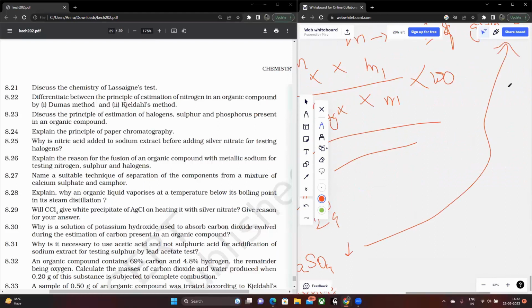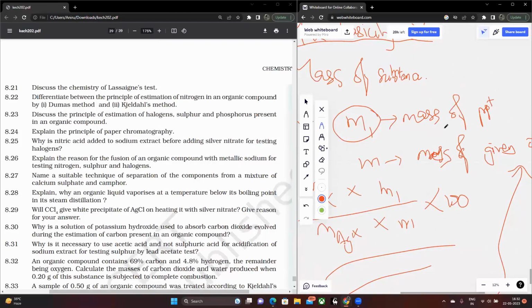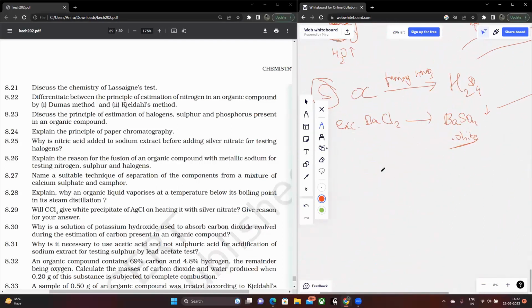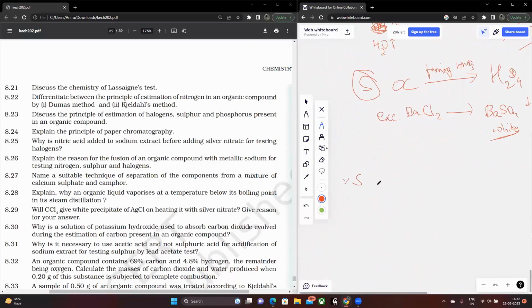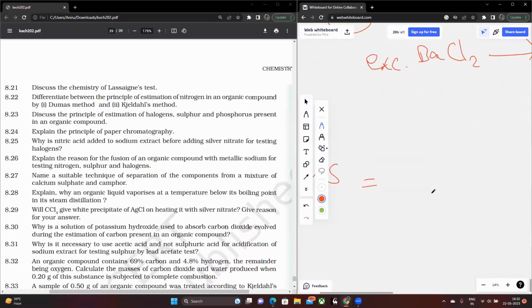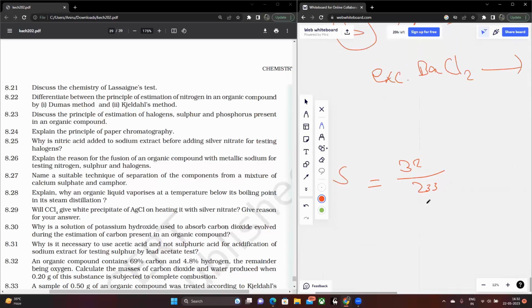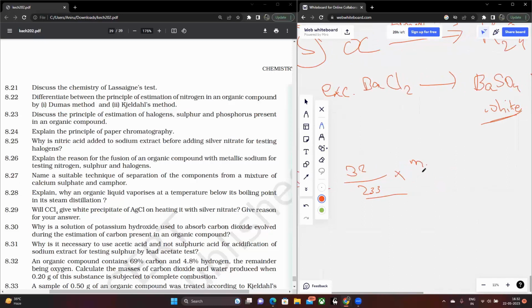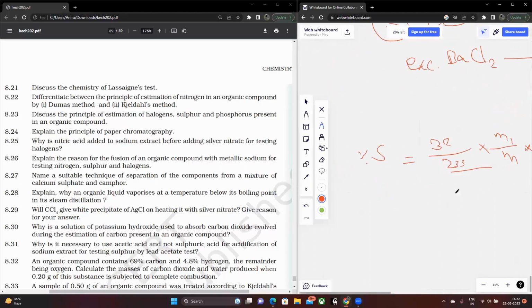As above, the same convention applies. M1 is the mass of the precipitate, and M is the mass of the given organic compound. Finally, the amount of sulfur that's present, that is percentage S, is given by the formula 32 by 233. This is the mass of sulfur, this is the mass of barium sulfate. 32 by 233 into M1 divided by M into 100. That gives you the percentage of sulfur.